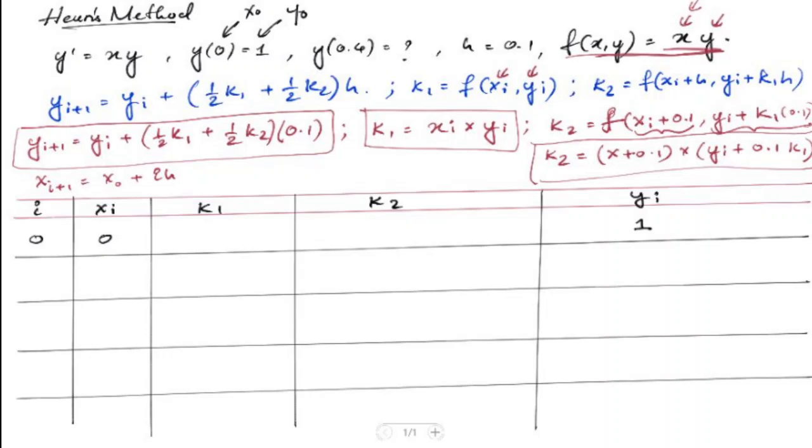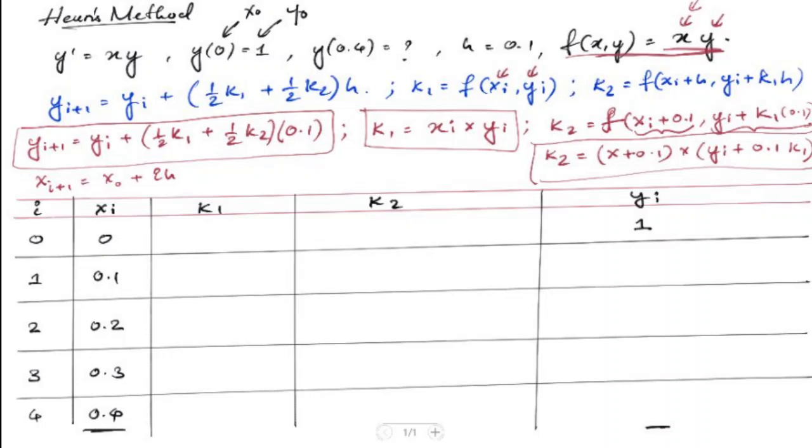Okay, so now we have when i is equal to 1, x_i is equal to 0.1. When i is equal to 2, we'll have 0.1 plus 0.1, which is 0.2. When i is equal to 3, 0.2 plus 0.1, which is 0.3. And when i is equal to 4, we have 0.3 plus 0.1, 0.4. So we want to find out the value of y at the value of x equal to 0.4. So that's our last range that we need to reach.